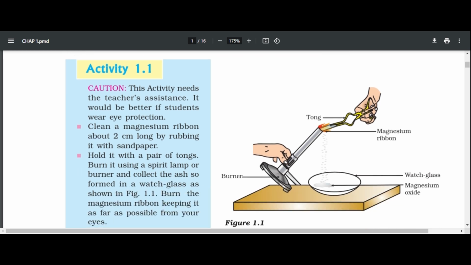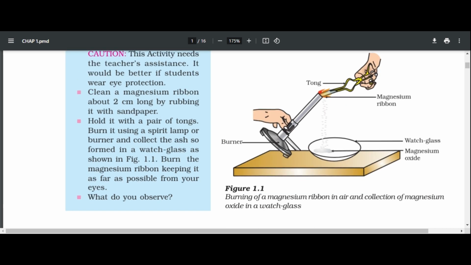Activity 1.1. Caution: this activity needs the teacher's assistance. It would be better if students wear eye protection. Step 1: Clean a magnesium ribbon about 2 cm long by rubbing it with sandpaper. Step 2: Hold it with a pair of tongs, burn it using a spirit lamp or burner and collect the ash so formed in a watch glass as shown in figure 1.1. Burn the magnesium ribbon, keeping it as far as possible from your eyes.